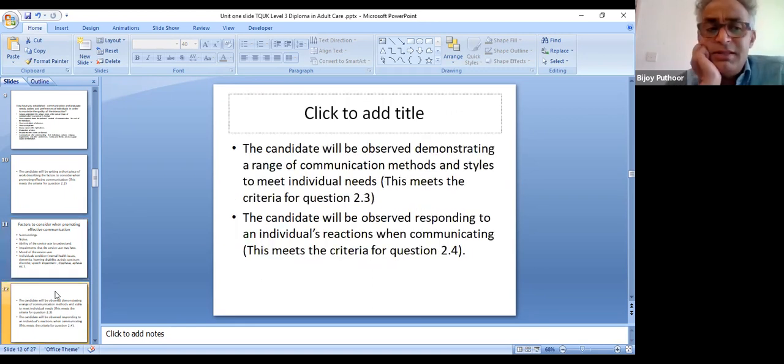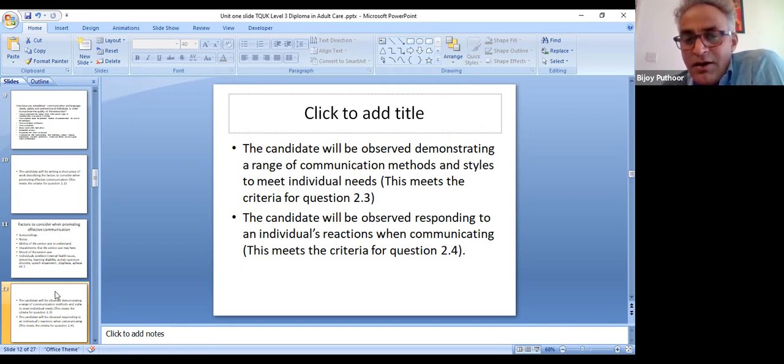The next question says the candidate will be observed demonstrating a range of communication methods and styles to meet individuals' needs. I will do the observation, come to you, and see how you have implemented the communication styles to meet the needs of the individuals that you're supporting. The candidate will be observed responding to an individual's reaction when communicating. So I'll come and have a look to see if you are reacting to the needs of the people.